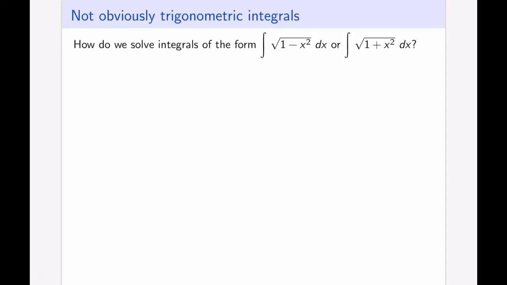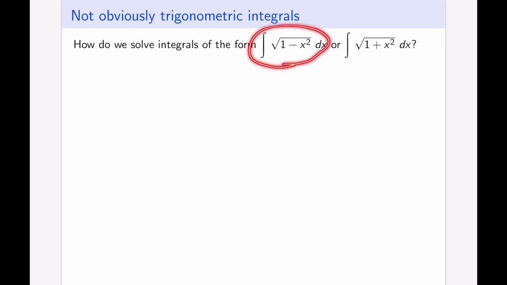So let's take a look at these two. I have the integral of square root of 1 minus x squared, or an integral of a square root of 1 plus x squared. Well, they don't have any trigonometric functions in them, so why would we be covering them in this particular section? Well, that's because let's just take a look at this first integral.